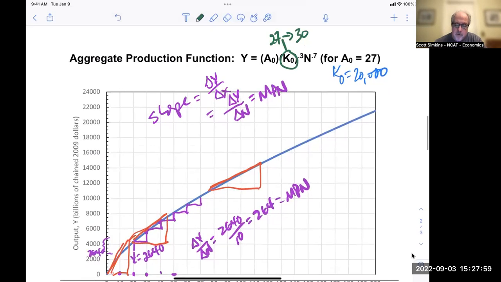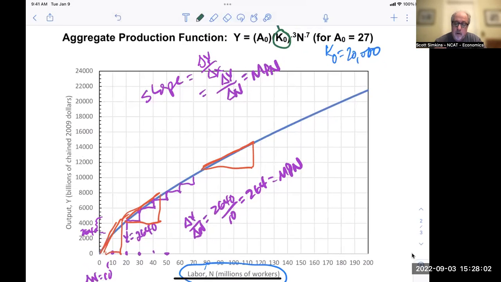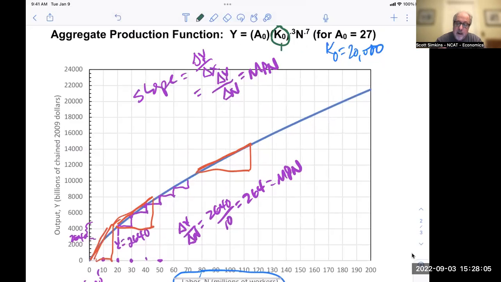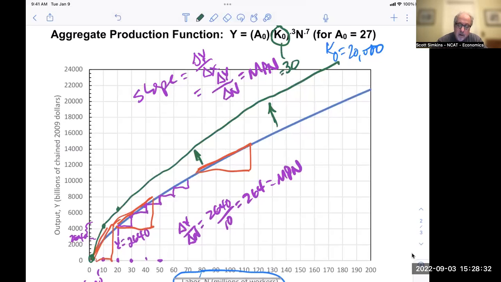And what you'll see if you plotted the numbers for when K is equal to 30, rather than 27, is that for every N, Y is going to be bigger, except at 0. 0 is going to be the same. So if we plotted all those numbers, we would get something that looked like this. In other words, it doesn't shift up, it tilts up, because it still goes through 0. So this is when K naught is equal to 30.